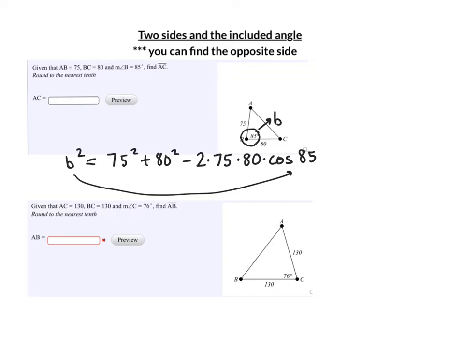The nice thing about this case, two sides and the included angle, is there's really not much work to do. You're looking for, in this case, b, and it's b squared. All I need to do is take the square root of both sides. So I'll take the square root of both sides, and then it's just a matter of punching it in the calculator. I'll show you what that looks like with Desmos.